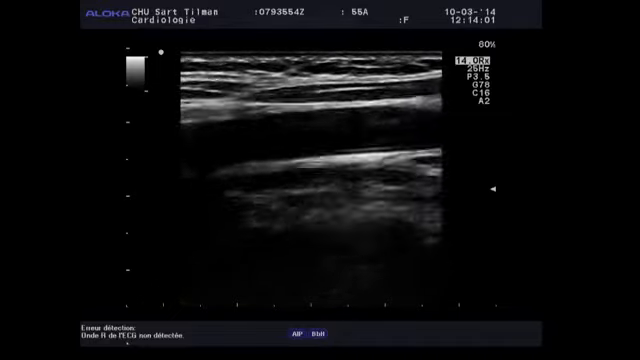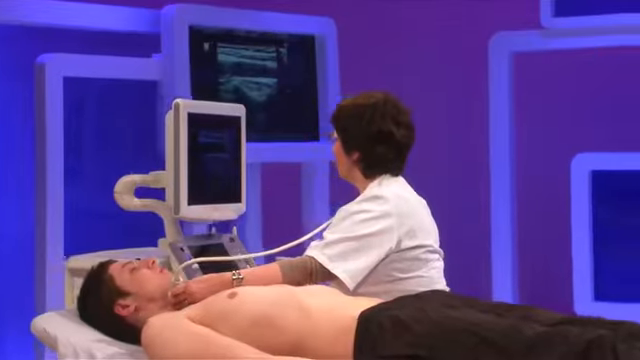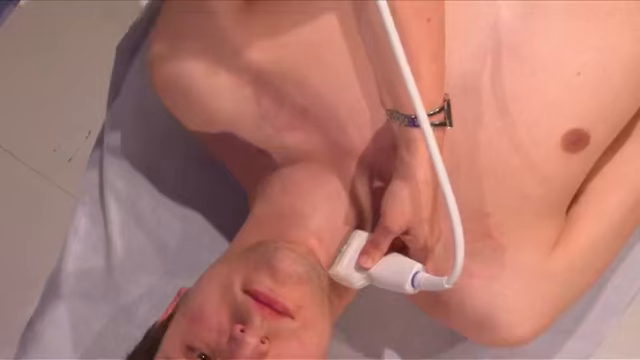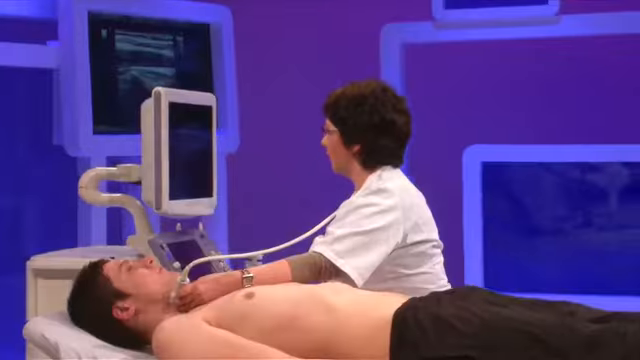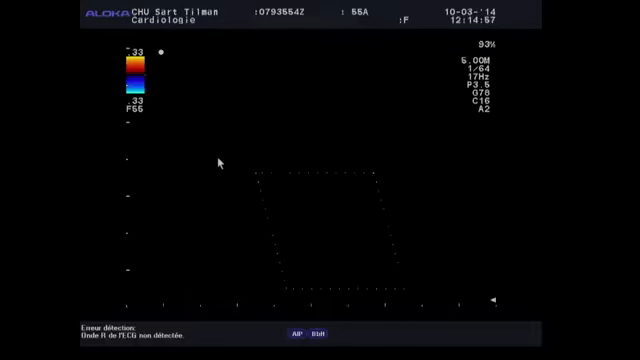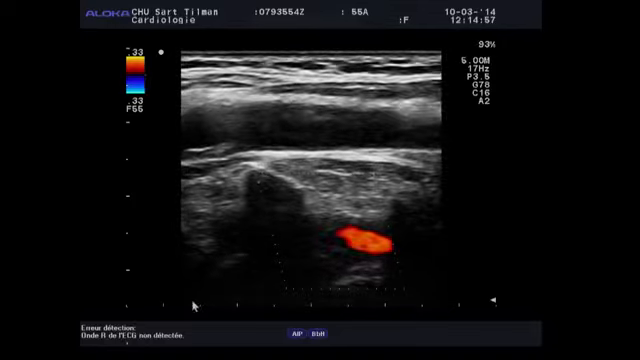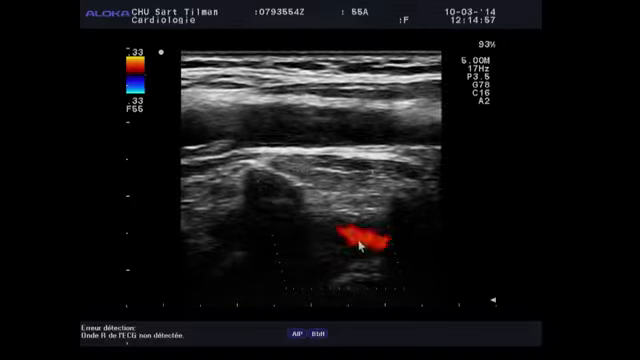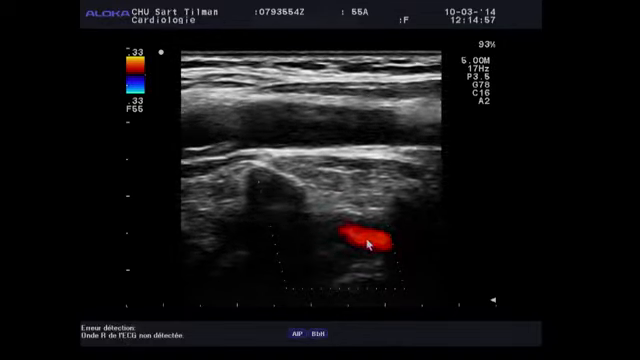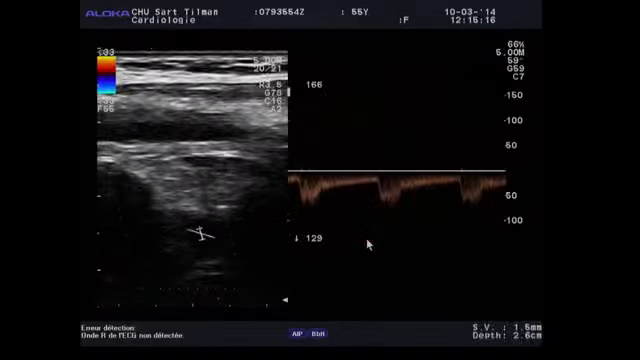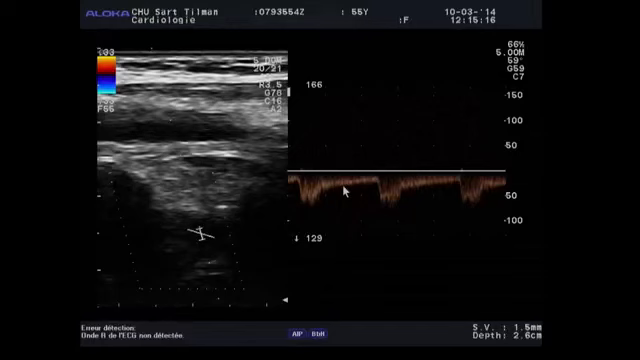Here is the internal carotid artery. So now back to the common carotid artery and the carotid bifurcation. And here you can see there's a plaque. And just laterally, we see the vertebral artery here with the color flow. That's the flow in the vertebral artery. It looks like the flow in the internal carotid artery, but the velocities are lower.